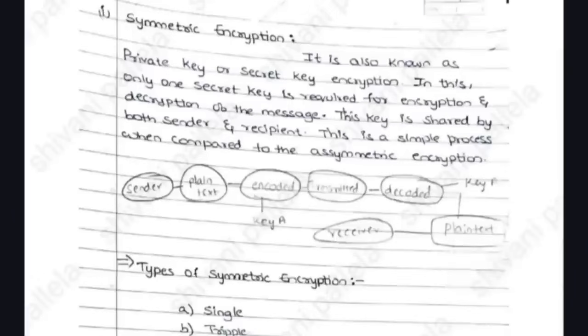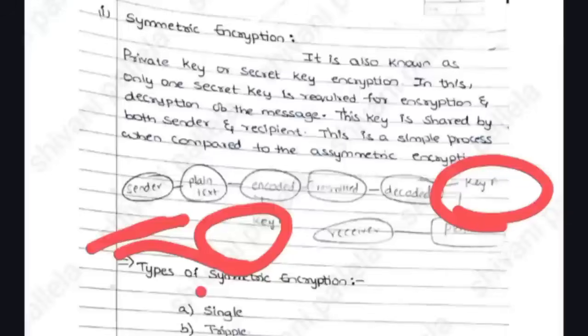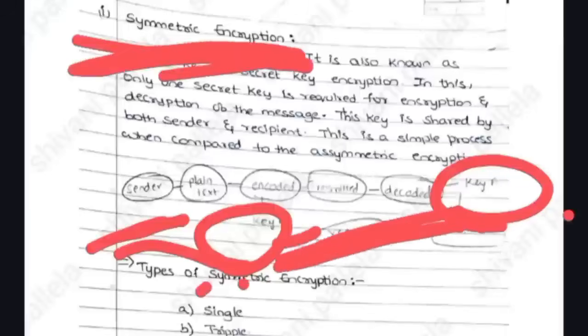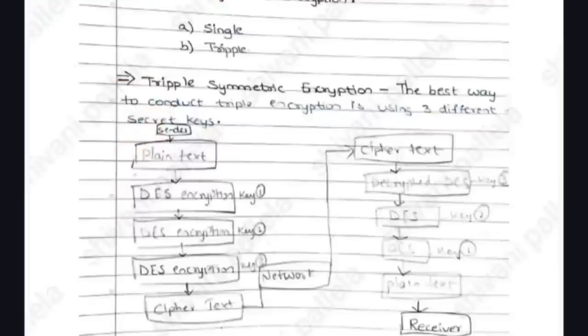How many types will we have? Symmetric and asymmetric encryption. In symmetric encryption, one key is used, key A, and here also key A. One key is used to unlock the data, and that is called symmetric encryption. In that only you will have triple symmetric encryption. So try to learn all these things, so it will be useful to you all.